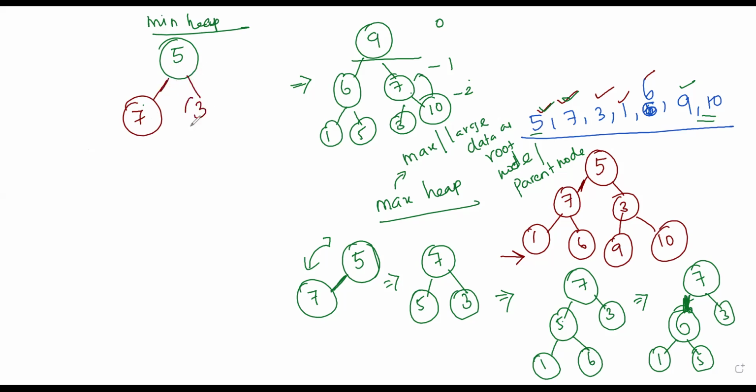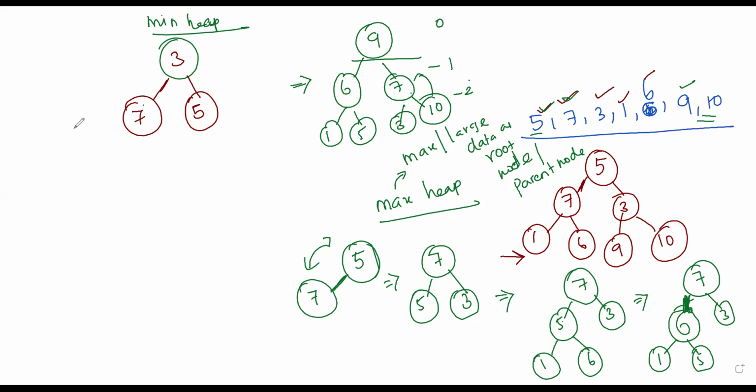Next is 3. This is the next position I have to fill. So 3, check with its parent. It is smaller than its parent. In a min heap, the parent should be lesser than its children. So swap it. 3 comes here and 5 goes here, so the parent has the lesser value than its children.